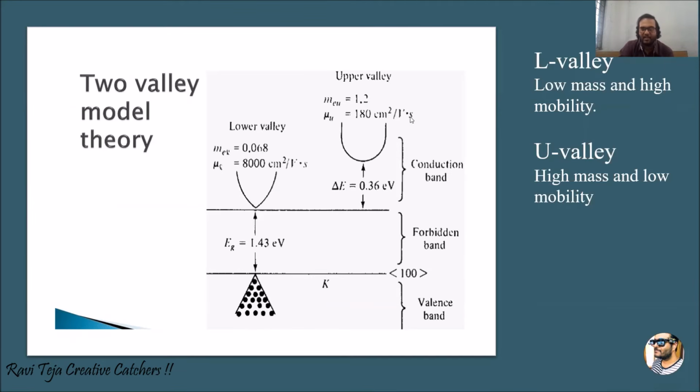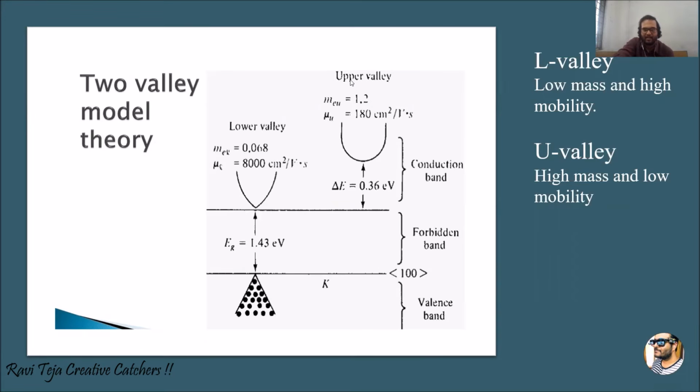Okay, if you see here, this L valley has a low mass and high mobility of electrons. The mass is around 0.068 and the mobility of electrons is around 8,000 centimeters square per volt second. So in the L valley, the mass of an electron is very, very less, and the mobility of the electrons is very, very high, compared to the upper valley.